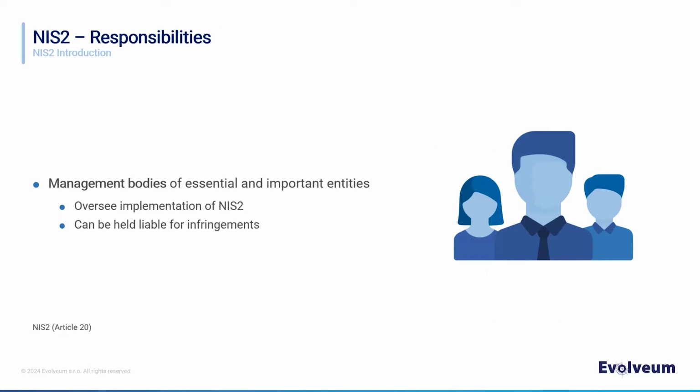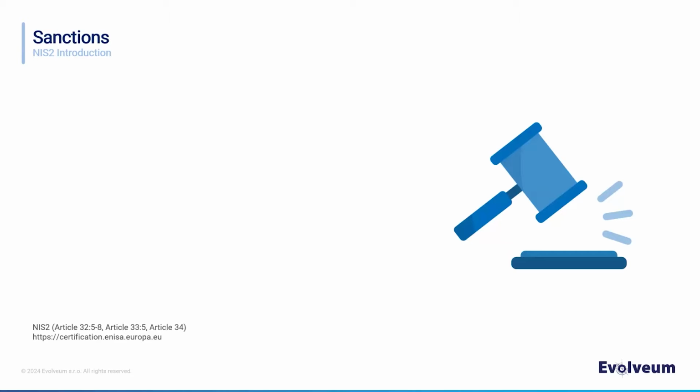The huge new thing defined by NIS2 is responsibilities. For example, management bodies of essential and important entities will be responsible for overseeing the implementation of NIS2. And those management bodies can be held liable for infringements. This is quite a huge thing. It's new in this directive. It wasn't there in NIS1 from 2016.